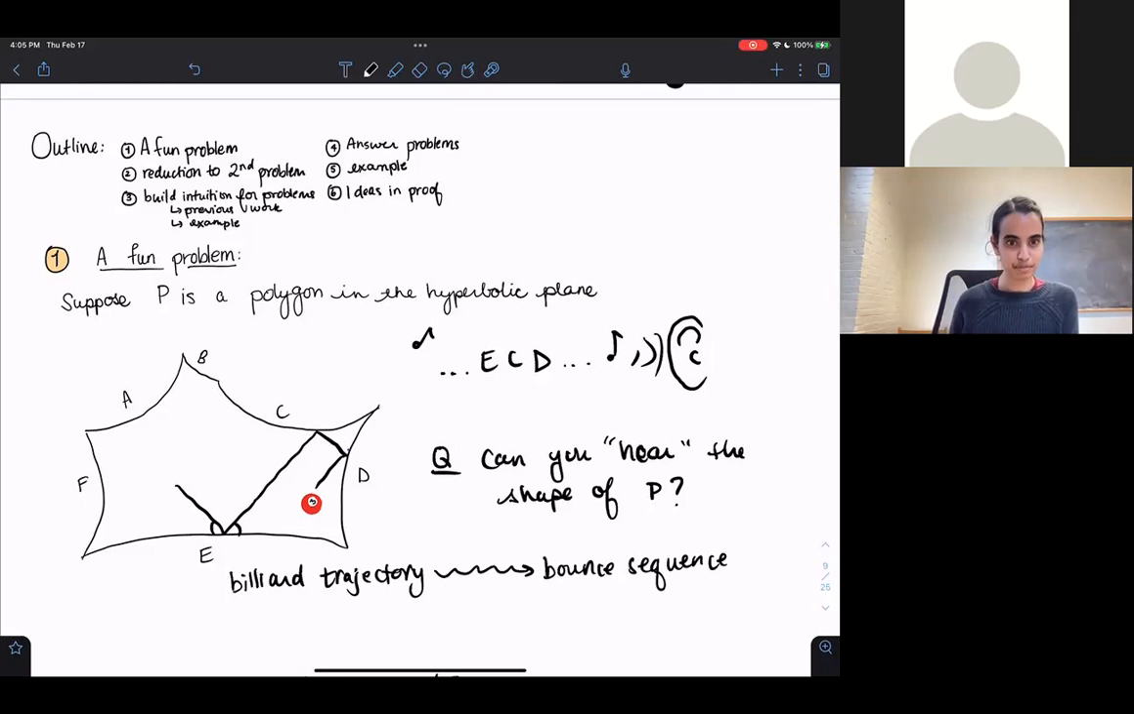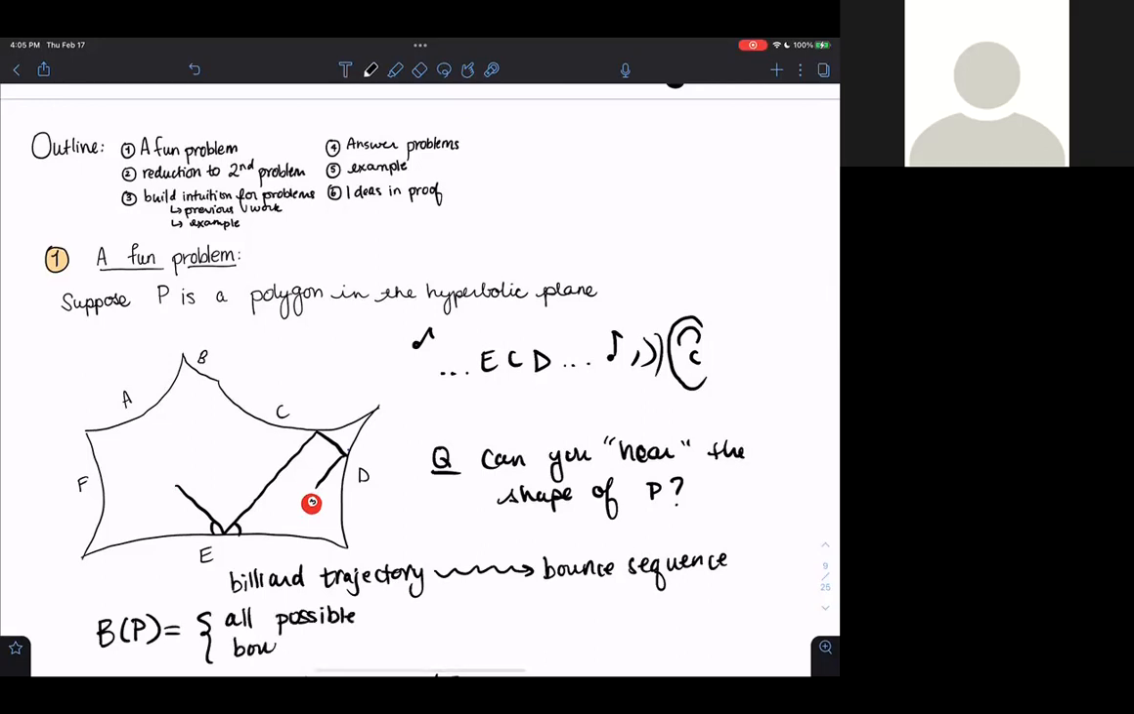Billiard trajectory. Okay, and then let's look at the set of all the possible bounce sequences. Hyperbolic plane. Sounds like it might be interesting, but we'll see.